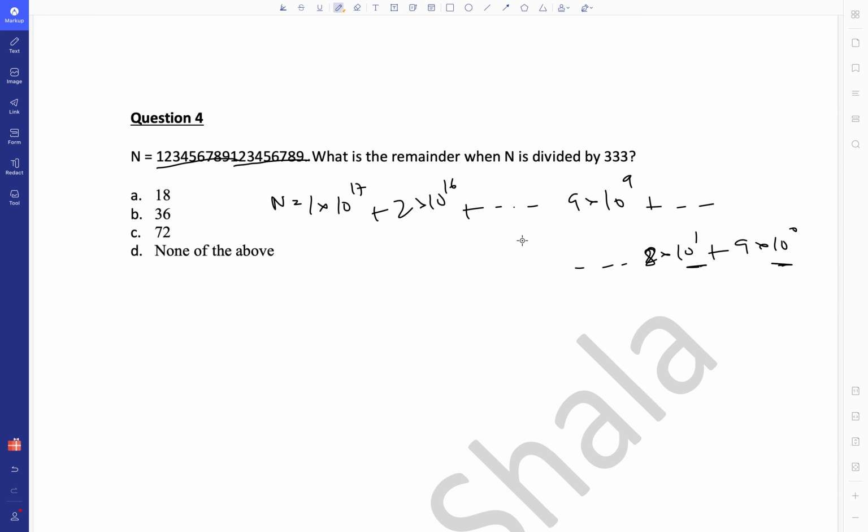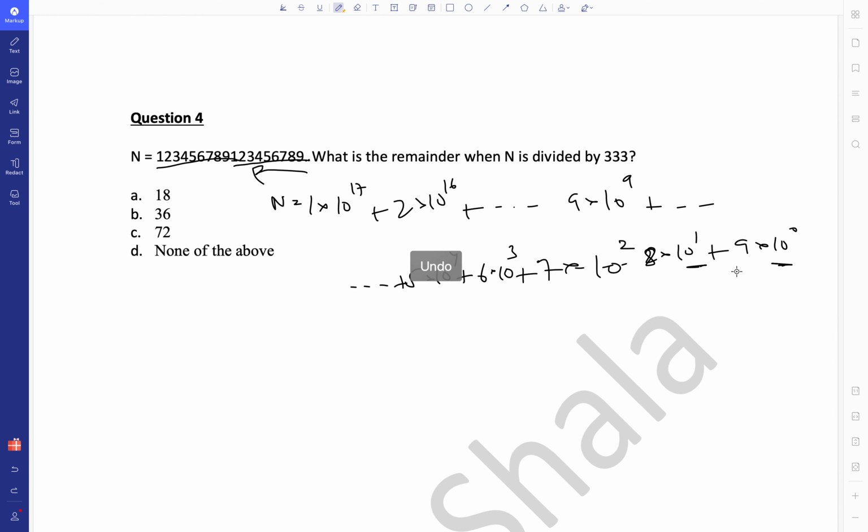Now if you see the remainder with 333, let's also write a few more digits here. You will get 9, 8, 7, 7 into 10 raised to power 2, then you will have 6 into 10 raised to power 3, 5 into 10 raised to power 4, plus and so on. I am writing this from the right, going this way: 9, 8, 7, 6, 5.